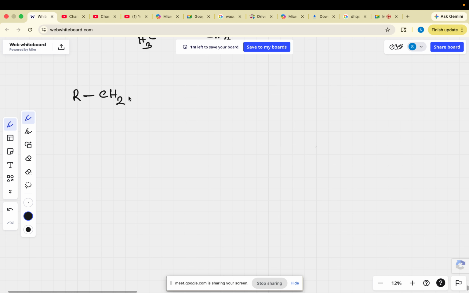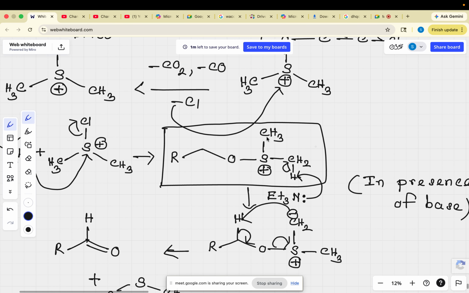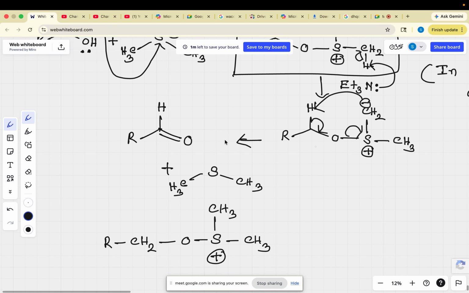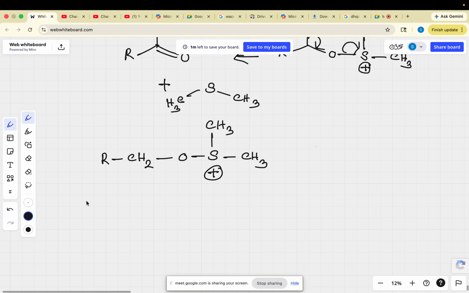So same intermediate you have, RCH2, oxygen, sulfur, CH3, positive charge. So see, this Cl minus is already available in the solution, right? Cl minus is already available in the solution, so Cl minus will attack from the back side and this bond breaks.